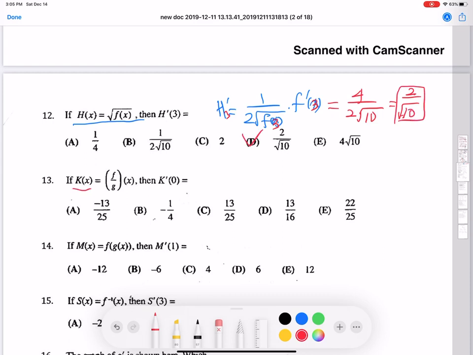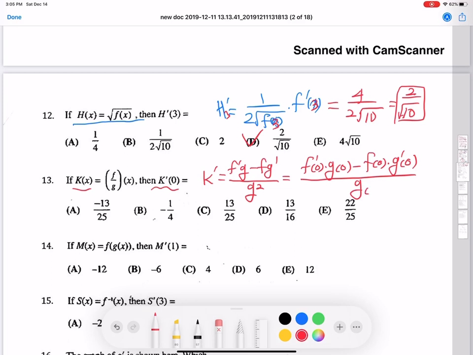And then k(x) is f over g. So k prime of x equals what? By the quotient rule, f prime g minus f g prime over g squared. So it asks you k prime of 0. So f prime of 0 times g0 minus f0 times g prime of 0 over g0 squared.